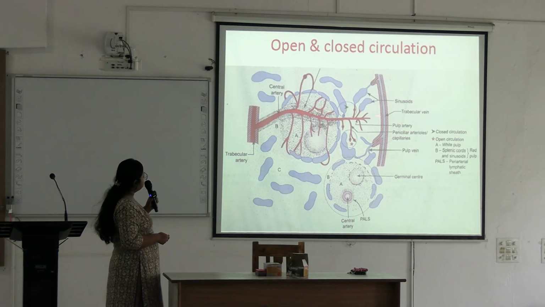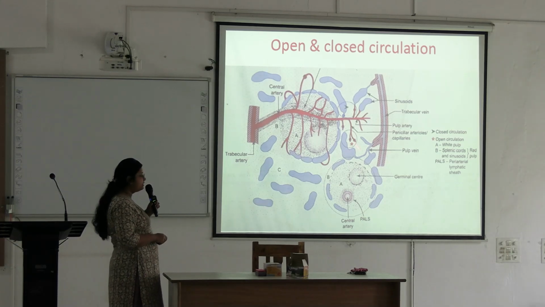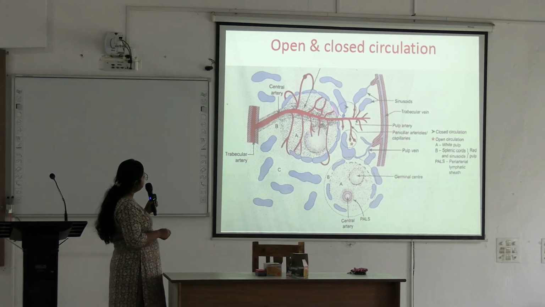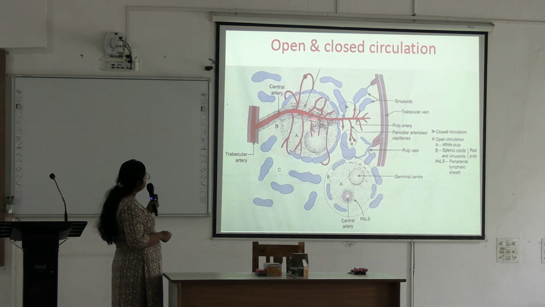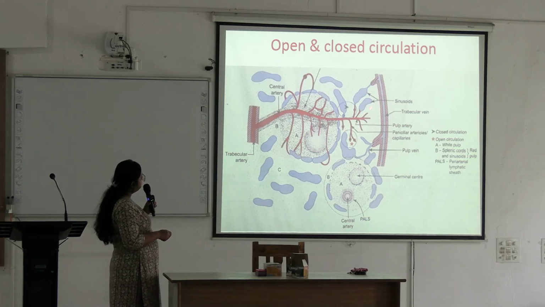So here you can see the open and closed circulation. This is the trabecular artery, central arteriole, penicillar arterioles, okay? And around this central arteriole, this is the periarteriolar lymphatic sheath, okay? And so you can see the penicillar arteries, some of the arteries directly draining into the sinusoids. So here it is closed circulation, and on this side some of the arterioles are opening into the open space, and from the open space blood will drain into the sinusoids, okay?